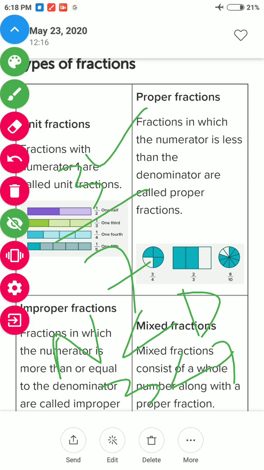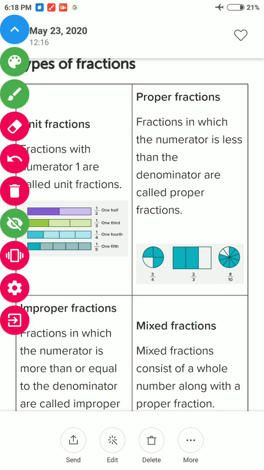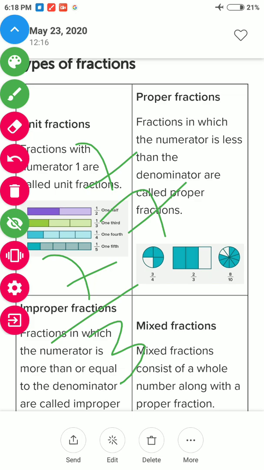The next one is improper fractions. Improper fractions are the fractions in which the numerator is greater than the denominator. For example, 7 divided by 3. Here the numerator is greater than the denominator. Therefore, those fractions are called improper fractions. Fractions in which the numerator is greater than or equal to the denominator are called improper fractions. For example, 7 divided by 7 is also an improper fraction. It is equal to 1 because 7 and 7 get cancelled. 7 ones are 7, 1 divided by 1 is equal to 1. Therefore, improper fractions are those fractions in which the numerator is greater than or equal to the denominator.